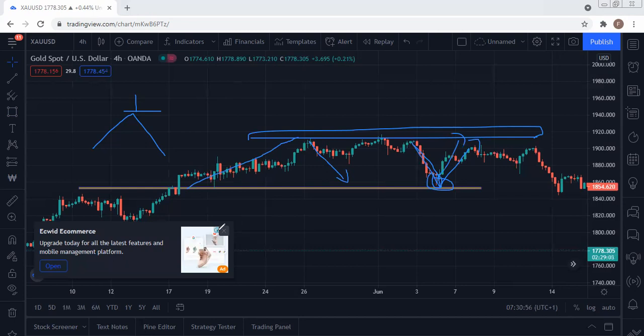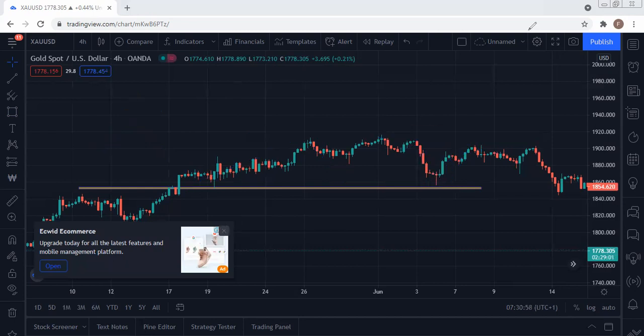So now let's get on our chart and we see whether I can spot some of those dojis.